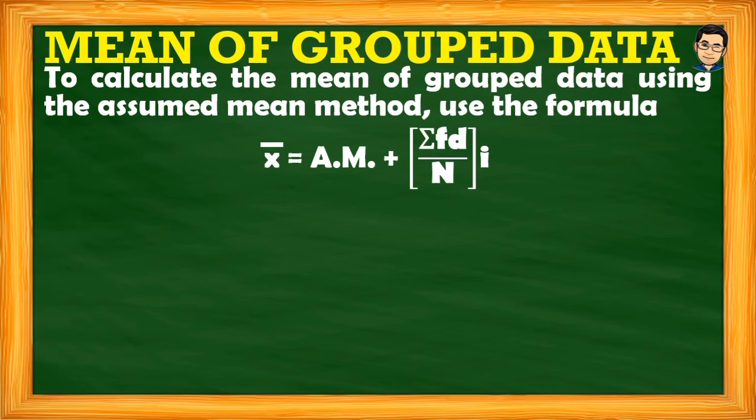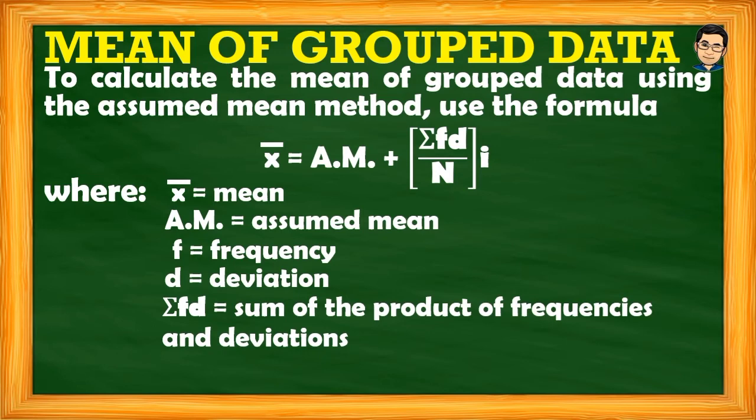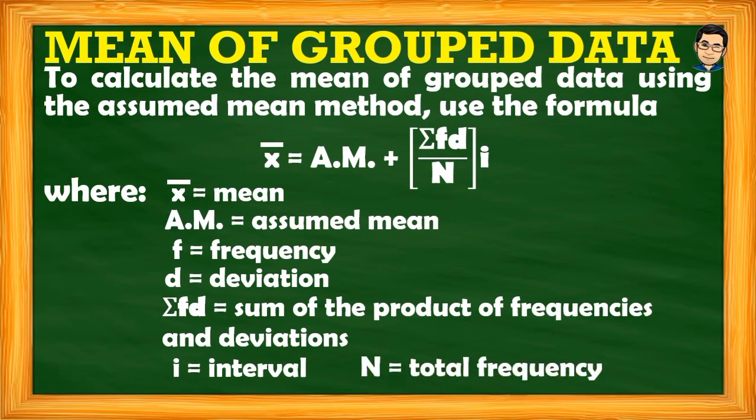Ayan. So, ipapaliwanag natin yung mga variables, yung mga letters na nakikita nyo dyan sa formula. So, yung una is yung x bar, that is mean. And then AM, that is assumed mean. F is frequency. And then D, deviation. And then summation of FD, that is sum of the product of frequencies and deviations. And then I is yung class interval. And then N is the total frequency.